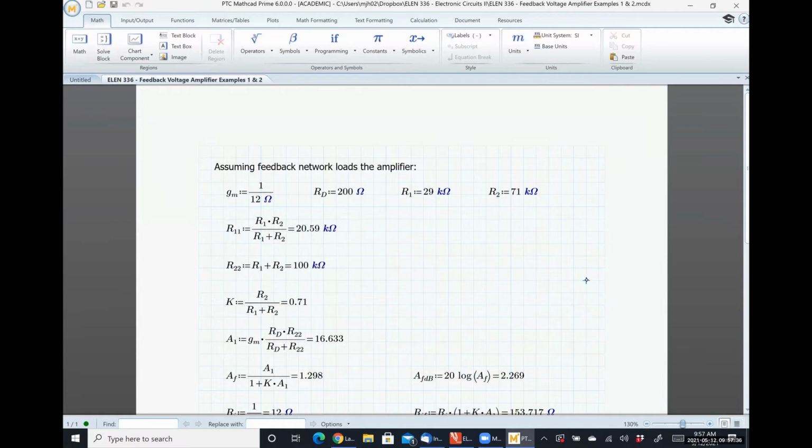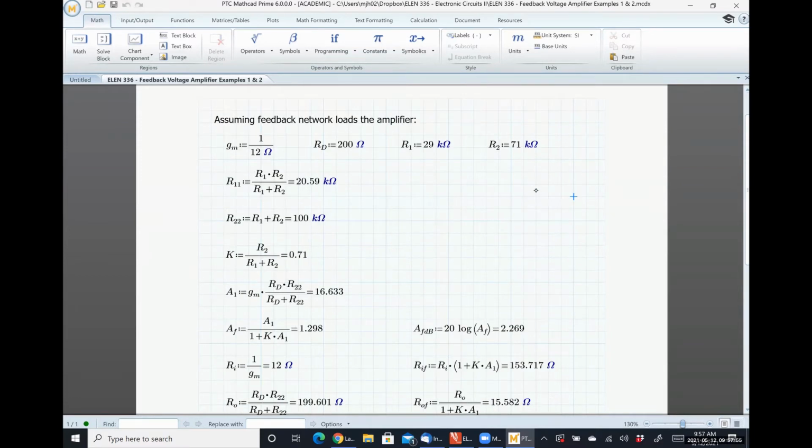All right, so I did it slightly backwards. Let me get my mouse up so this is going to work. So assuming the feedback network loads the bias amplifier, this is technically our work for problem 2. These are the parameters that I was given when I look at the web work problem. So R1 is 29K, R2 is 71K, RD is 200 ohms.